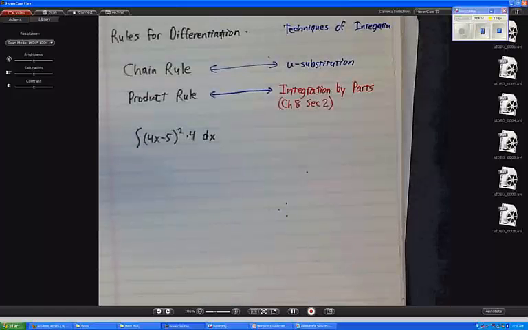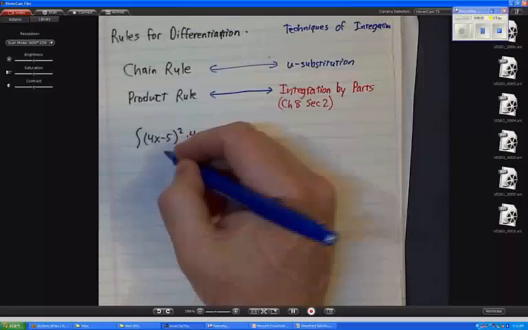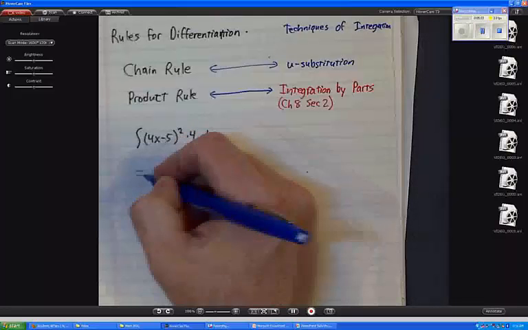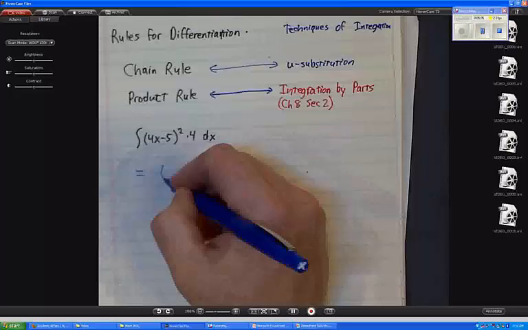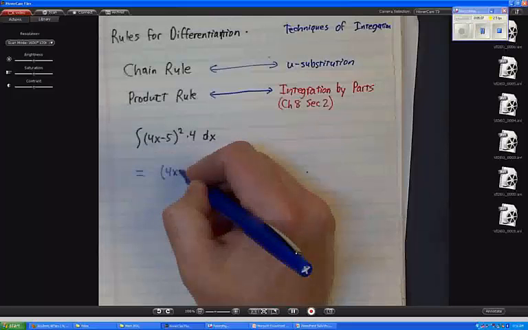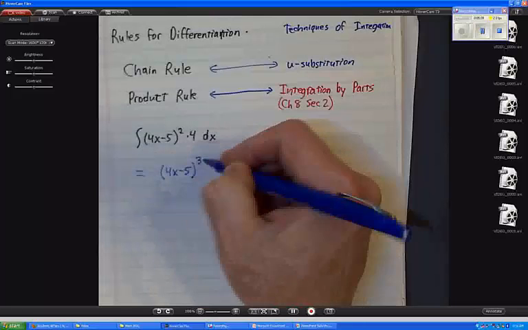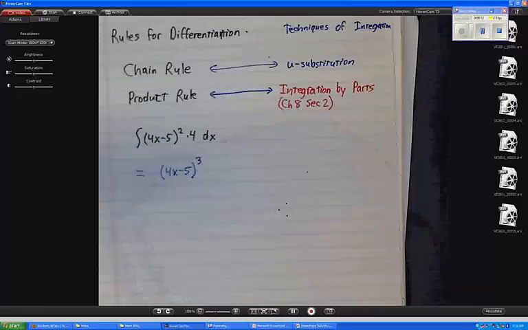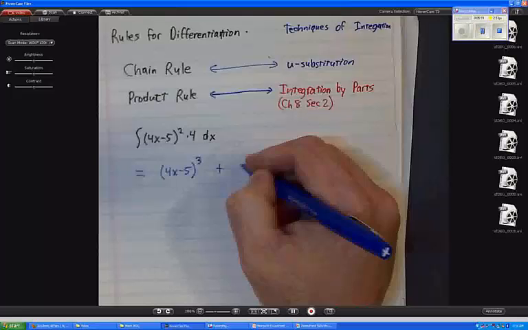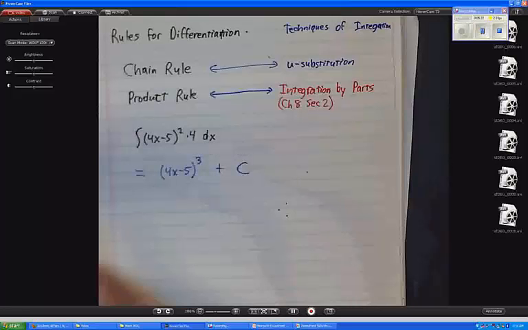So here's the question. Wouldn't it be really cool if instead I could just do something like this: (4x minus 5) to the third power. Wouldn't it be cool if that were the answer? Is it the answer? Plus C. Why plus C? Because it's indefinite. Right? Why do you say no?